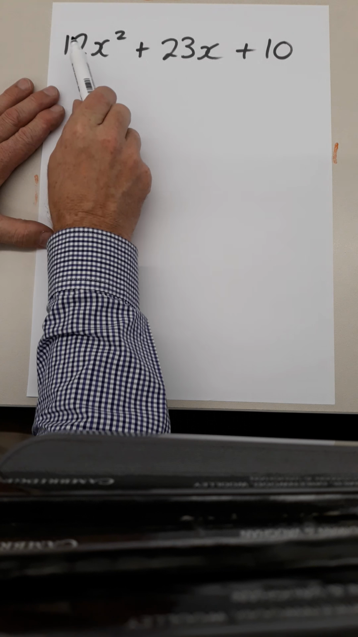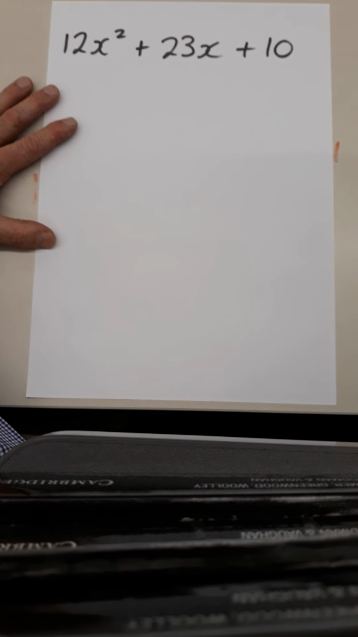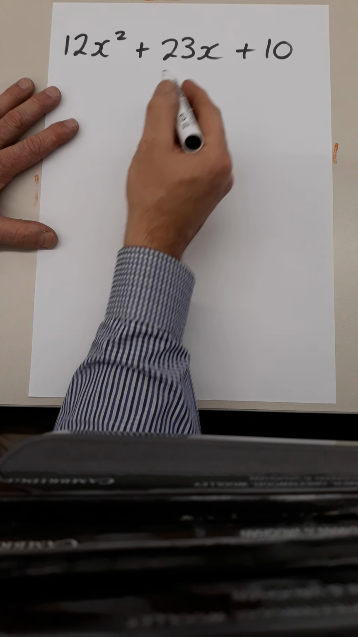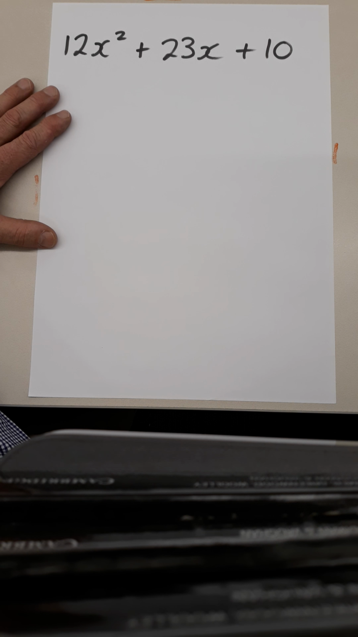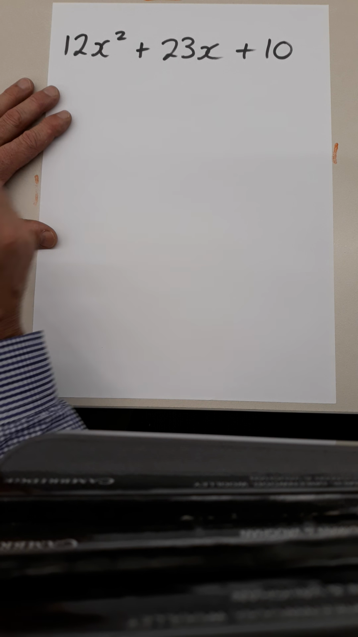Can I take a common factor out of here? No. 23 is a prime number for a start. So I'm going to have to split this 23x up. Sometimes you can just see the answer by inspection, but I'm going to go through the process.